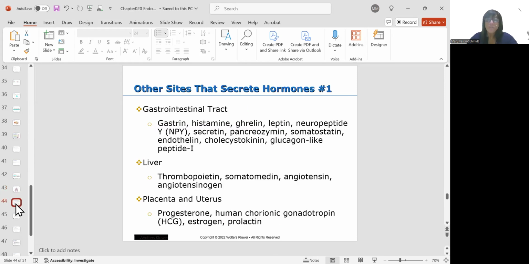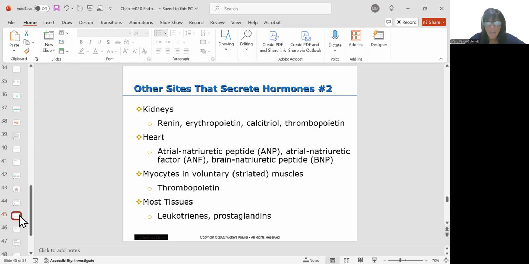Okay. There's also some hormones that are secreted in your GI tract, your liver, and the placenta and the uterus. We're not going to get into these in great detail now because once we get into med surg, we'll talk about some of them, but we don't need to talk about all of them. The kidneys make hormones, the heart makes hormones, and most tissues in your body make some type of hormones, especially leukotrienes and prostaglandins, and we'll talk about those.